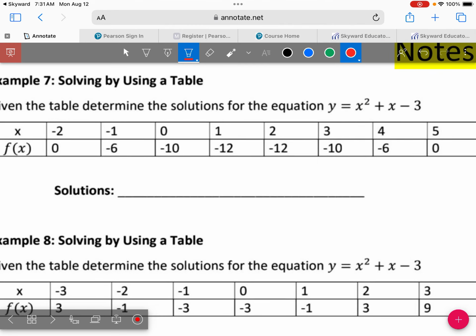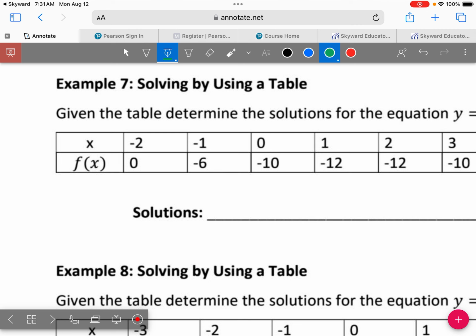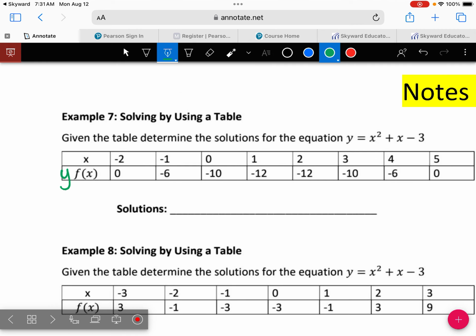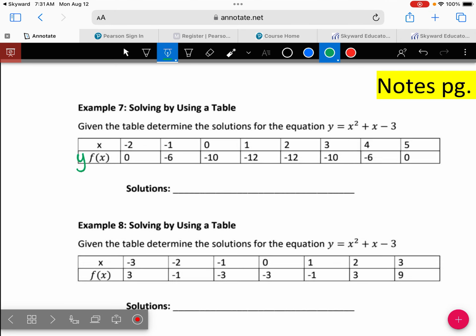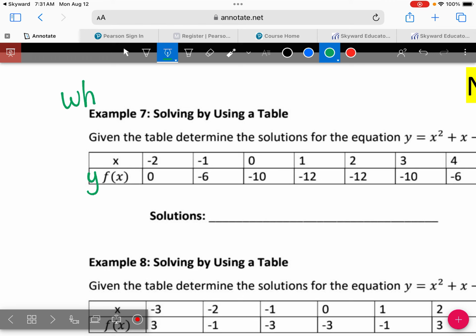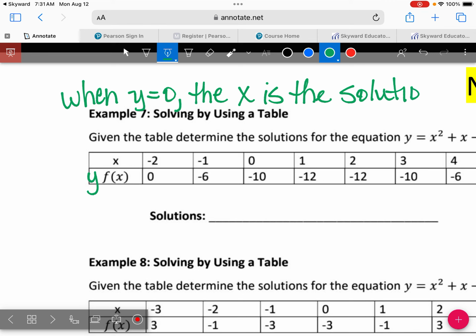And I just want you to, again, you're looking at, this is y. F of x is the same as y. I want you to look here. Another thing you can look for is, let's write that. When y equals 0, then the x is the solution. So this is even better because we actually have a y equals 0. Go ahead and write that down. So whenever y equals 0, that means that whatever x is, that is your solution.